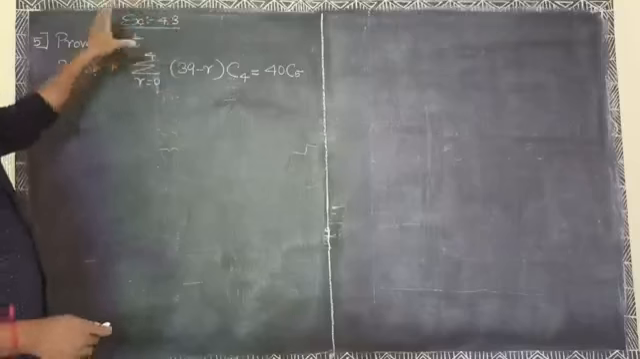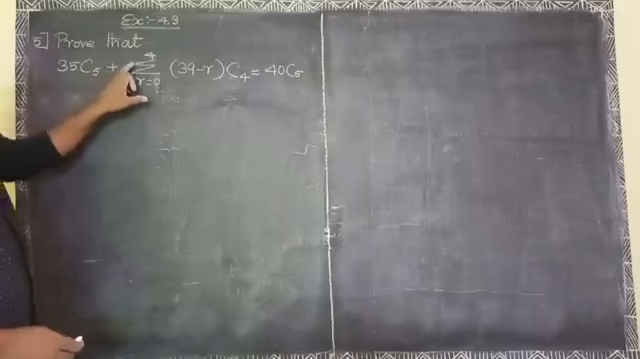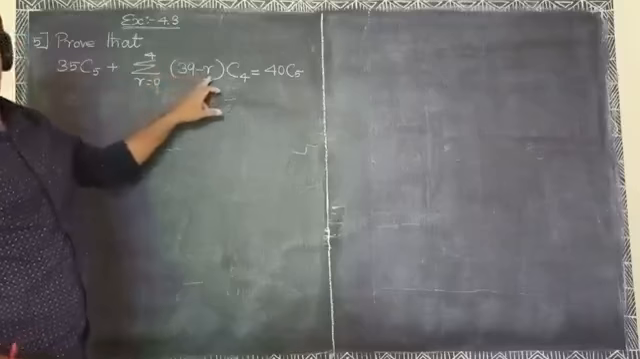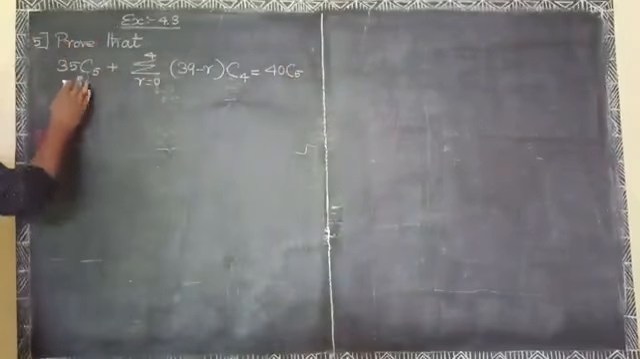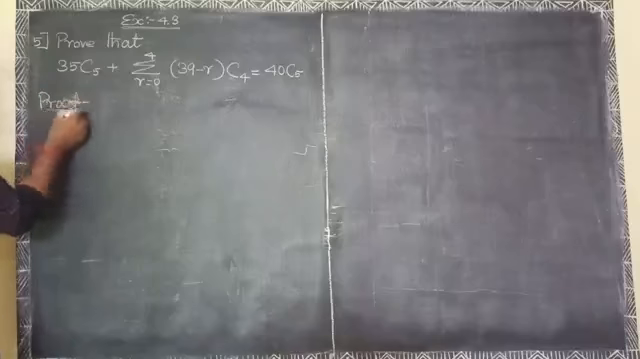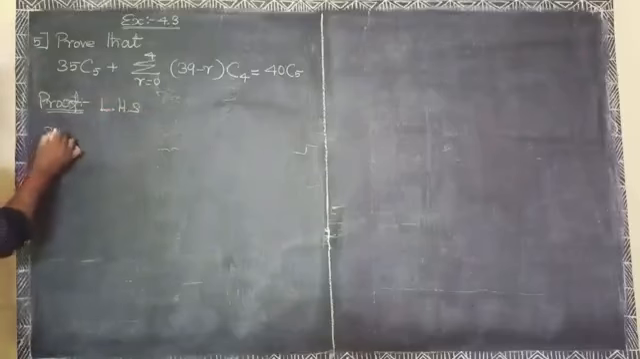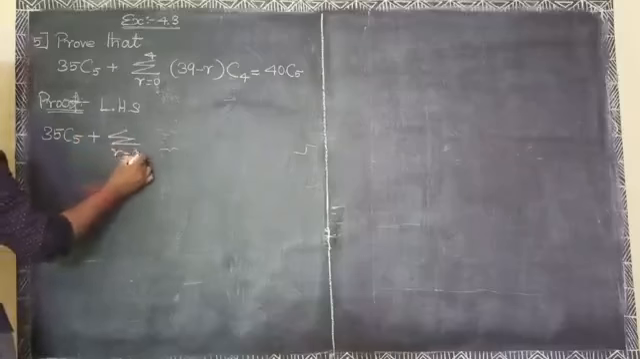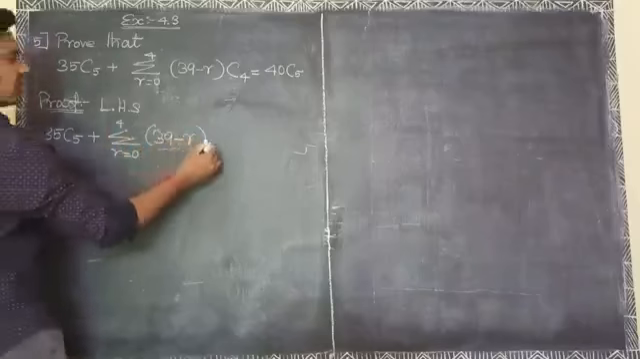Next, exercise 4.3, fifth problem. Prove that 35C5 plus the summation of r equal to 0 to 4 of (39 minus r)C4 is equal to 40C5. Here we take the left hand side, that is 35C5 plus the summation r equal to 0 to 4 of (39 minus r)C4.